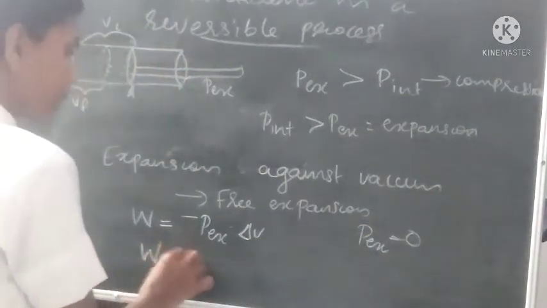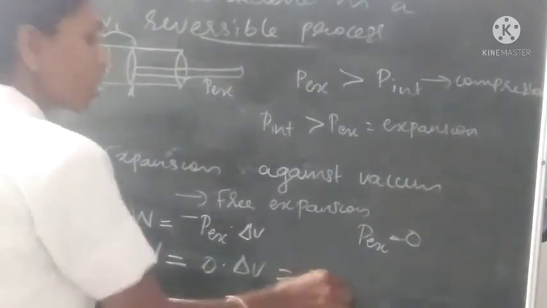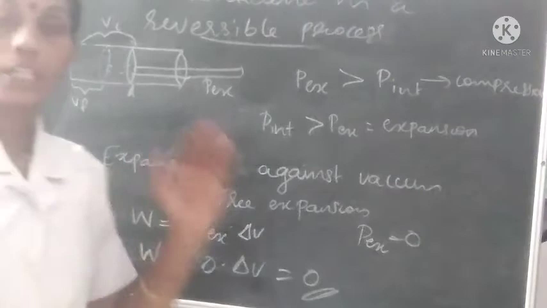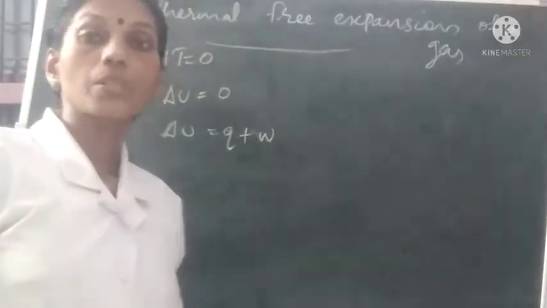So what will be the work done? 0 into delta V, that will be equal to 0. So if during free expansion, the total work done will be 0. Now we can consider some special conditions.